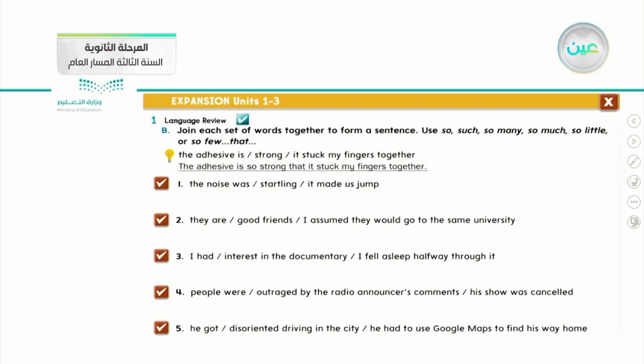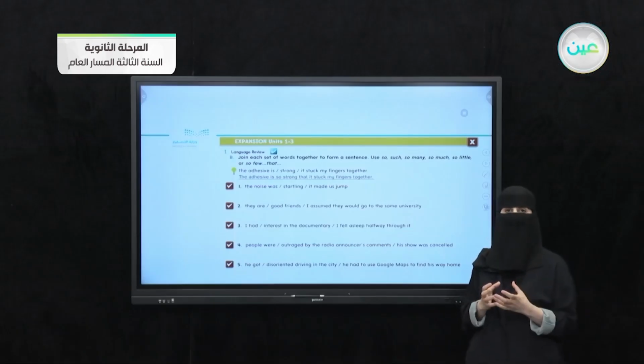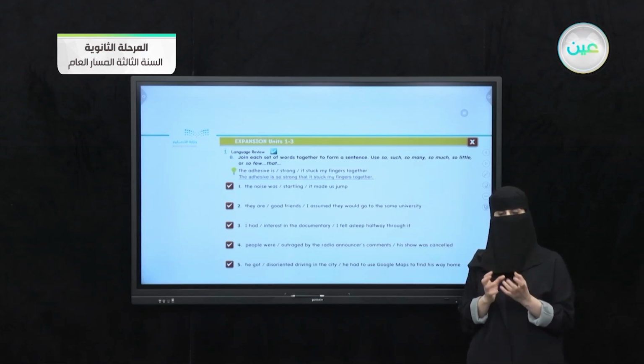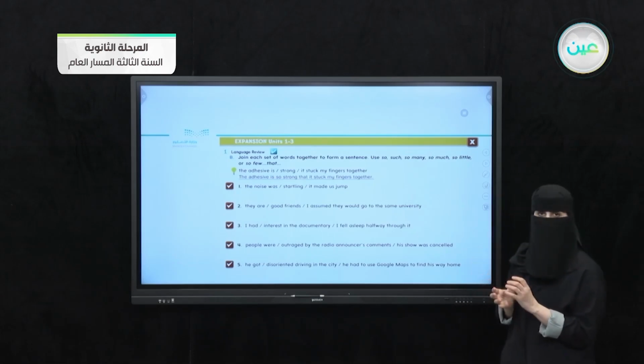Join each set of words together to form a sentence. Use so, such, so many, so much, so little, and so few, and the conjunction that. How can I use this expression to connect these two parts and make a meaningful sentence?